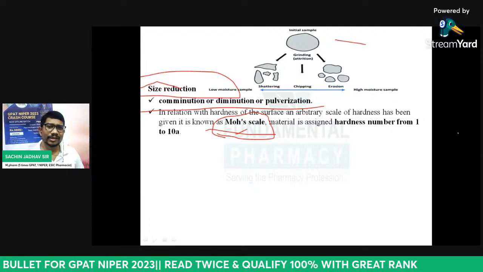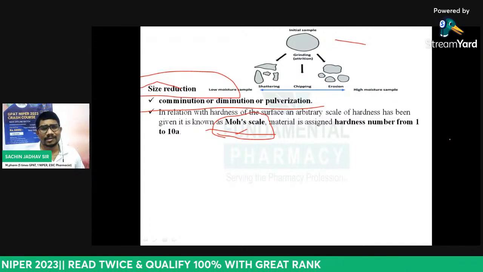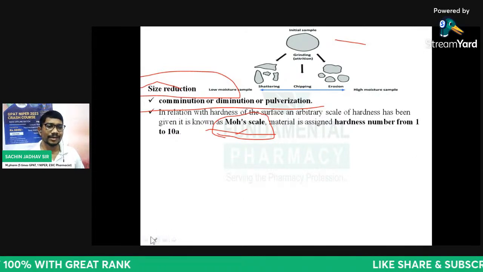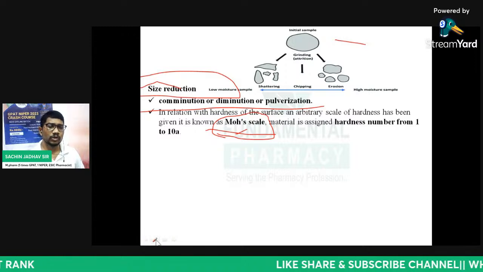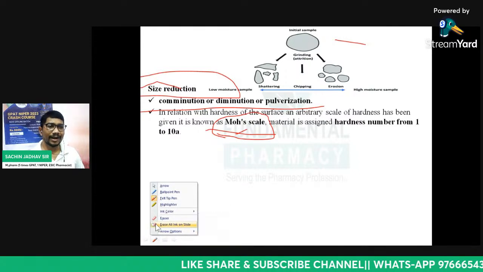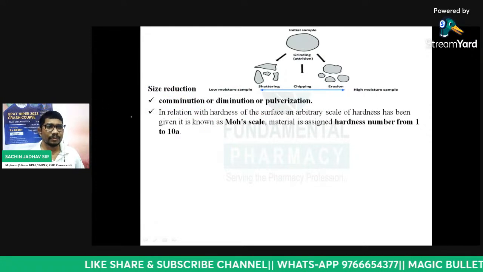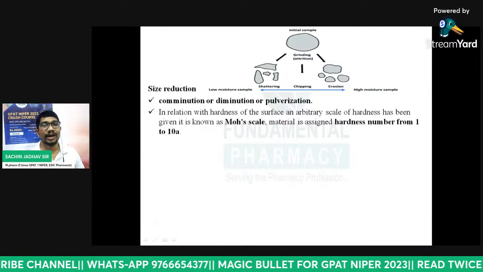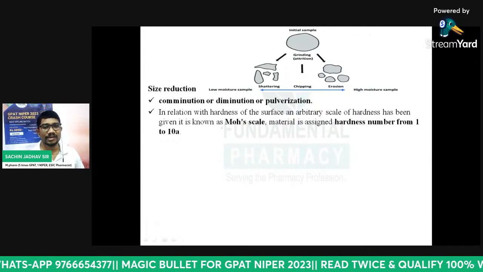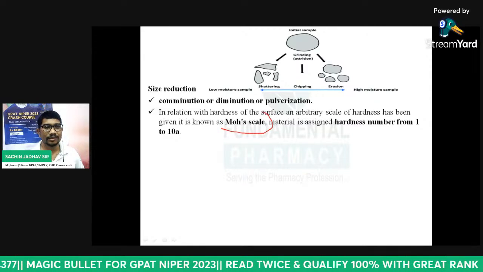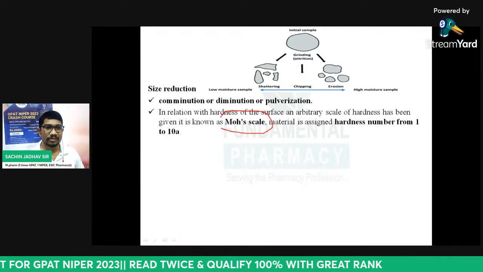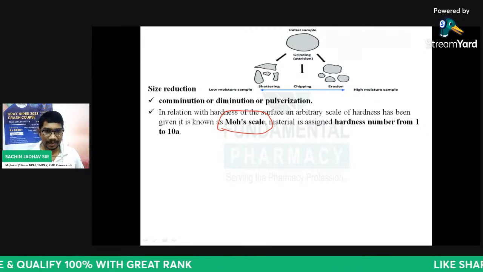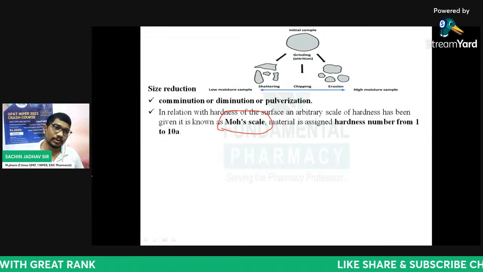And now on that Mohs scale, different materials are assigned a hardness number. तो एक Mohs scale होता है जो मटेरियल का हार्डनेस के लिए डिनोट किया जाता है. तो बहुत सारे मटेरियल है वो Mohs scale के ऊपर उनको एक हार्डनेस नंबर दिया जाता है कि कितना हार्ड है कितना सॉफ्ट है मटेरियल. Whether that material is hard or soft, that is nothing but the Mohs scale. It is a kind of arbitrary scale which denotes the hardness number of the material.